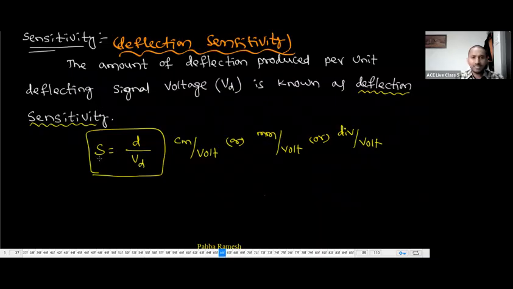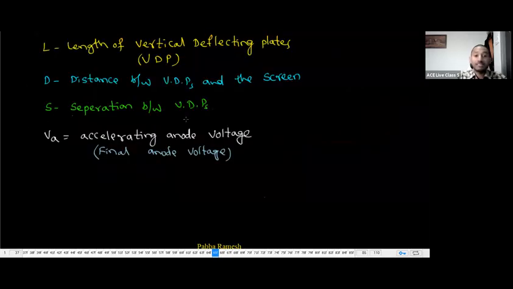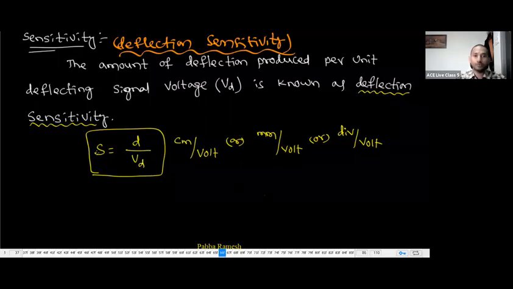Simply, S is equal to D by VD. D is the deflection and VD is the deflecting voltage. Deflection may be given in centimeters or millimeters, or in divisions also. Don't get confused: this S is sensitivity, but the other S is separation. Or you can write D also for deflection, so that you can understand easily.